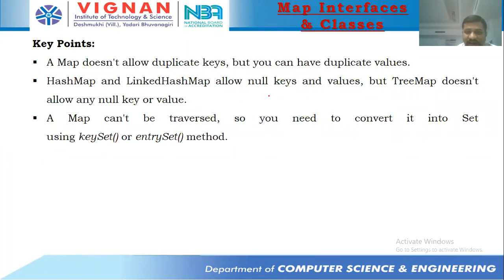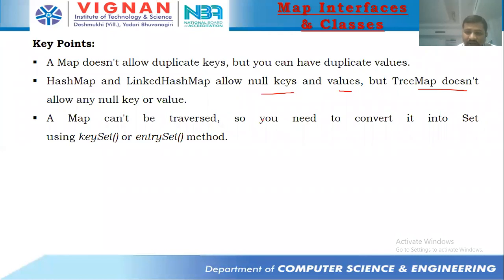HashMap and LinkedHashMap allow null keys and values, but TreeMap does not allow any null keys or values. A map cannot be traversed. We are not in a position to traverse the map the way we did with ArrayList and LinkedList by using an iterator. It's not possible to do that with a TreeMap object.